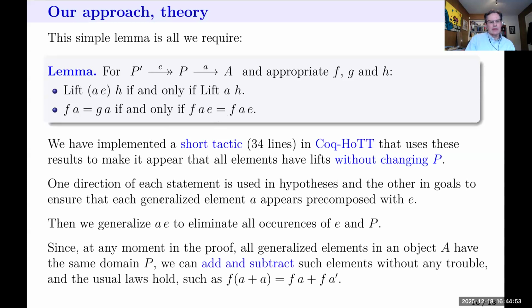The nice thing about this is that at every stage of the proof, there's only one domain for all of the generalized elements. And when you have generalized elements in the same object A with the same domain, then you can add and subtract them without any trouble. And you also get laws like this because the additive structure distributes over composition.